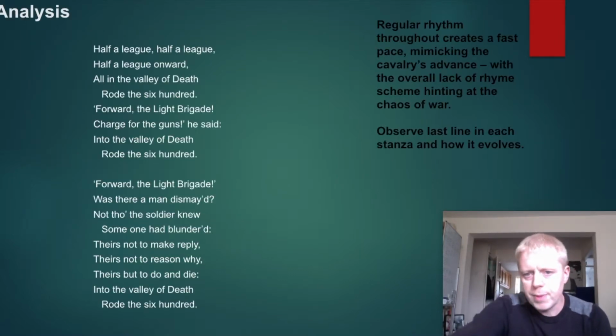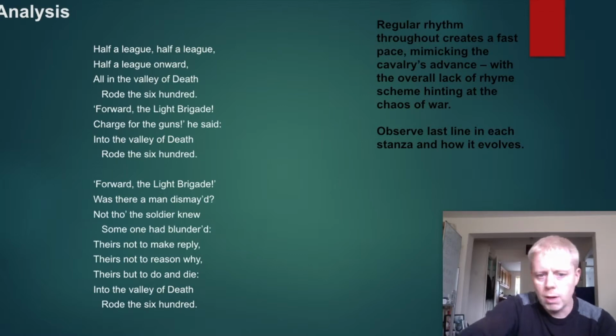So in the black writing there, just some general observations that run through all 6 stanzas. Regular rhythm throughout creates a fast pace, mimicking the cavalry's advance, with the overall lack of rhyme scheme hinting at the chaos of war. Observe the last line in each stanza and how it evolves. So these two, rode the 600 and rode the 600. We'll see how these two lines, the last line in the subsequent stanzas, play out.